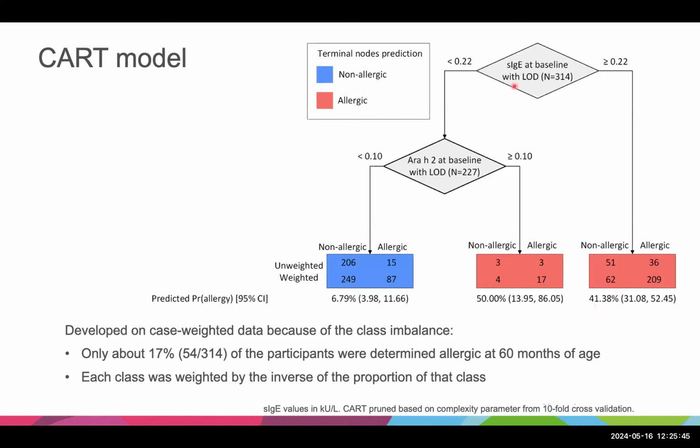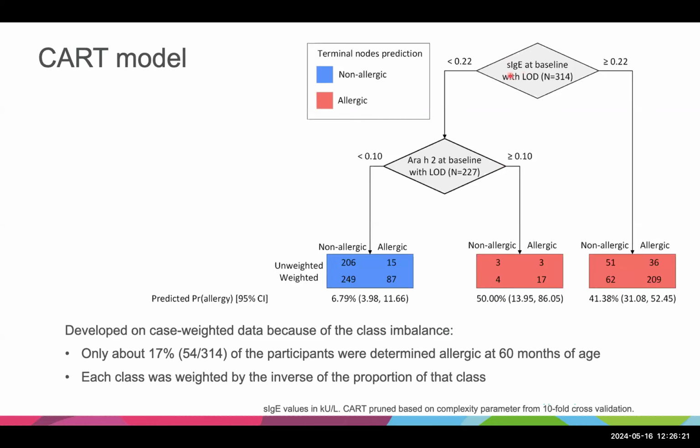So we call every infant classified into this node likely allergic, with a probability of 41%. If the infant has a peanut-specific IgE at baseline less than 0.22, but an RH2 IgE of 0.1 or greater, they're classified into this node. It's a very small node, which probably biologically makes sense. If they have low IgE to peanut, they're probably not having a high IgE to RH2, but there are still a few infants in here. There would be a 50% probability of having a peanut allergy, but it's a small node, so we didn't put a lot of weight onto this.